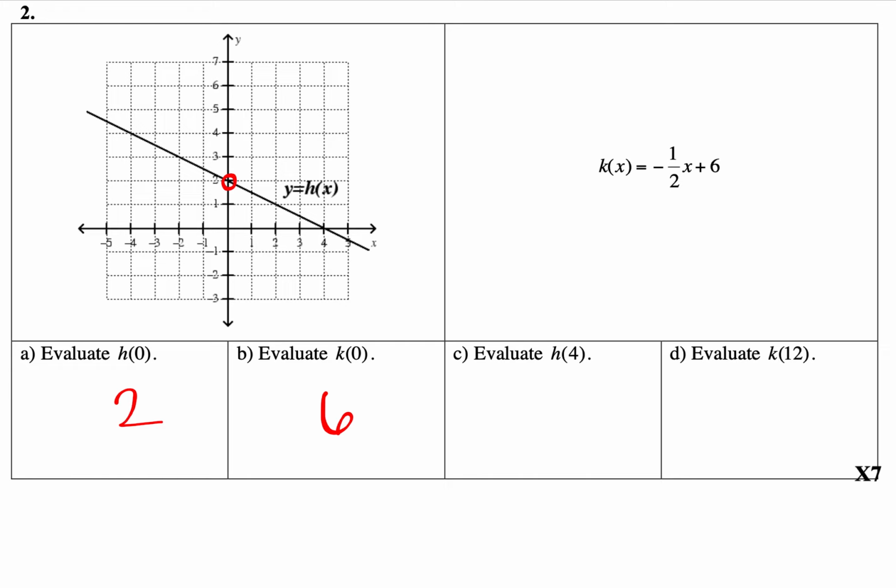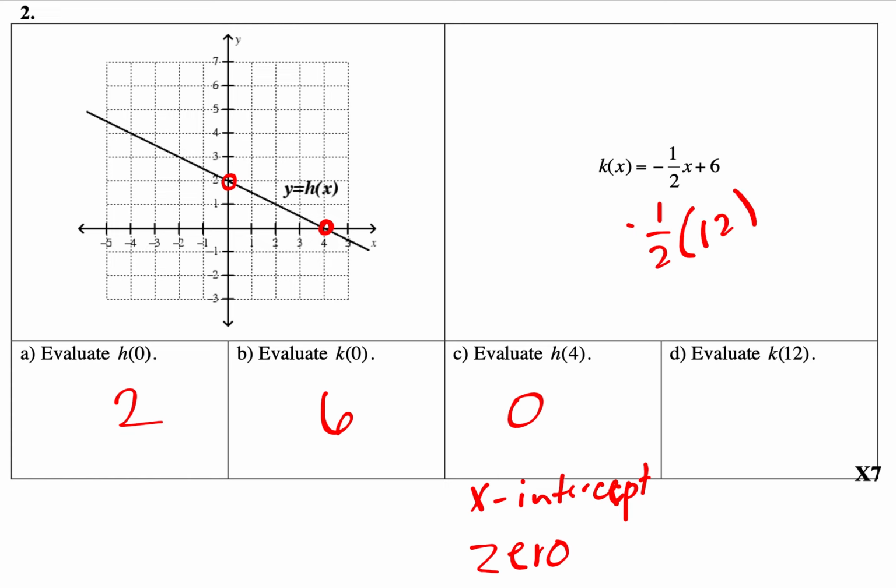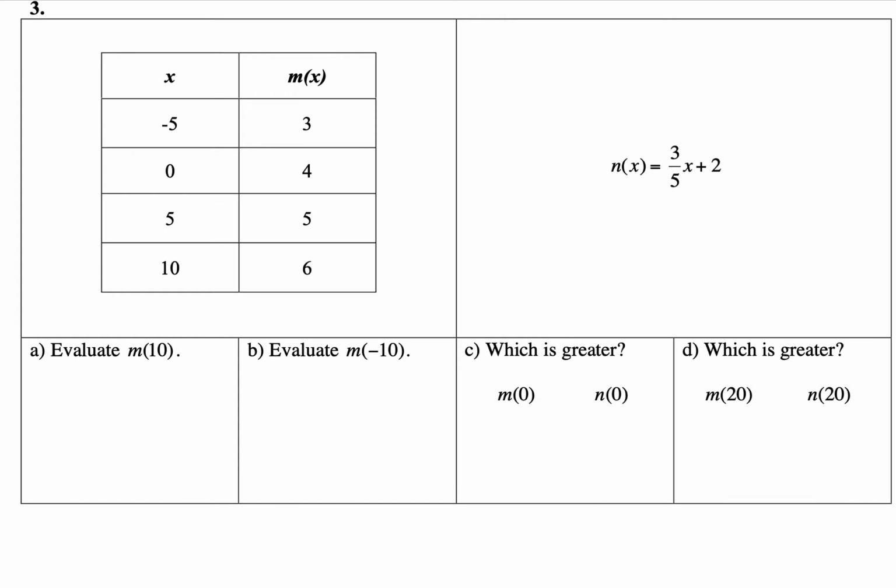h of 4, input 4, the output actually is 0. That's actually the x-intercept, which also gets called the zero of the function. Later on in 10th grade, you'll learn it's also called the root of a function. And then k of 12, if I plug in 12 for x, I get -6 plus 6, which does give us 0. That is also the x-intercept of that function, and therefore the zero of the function.